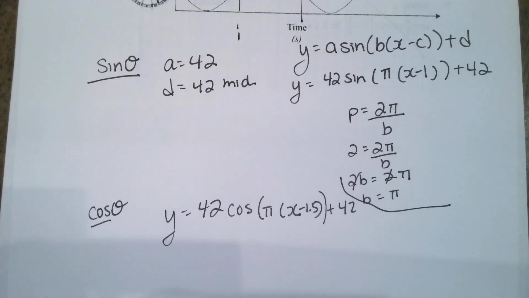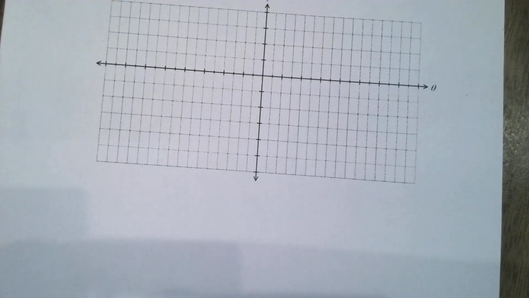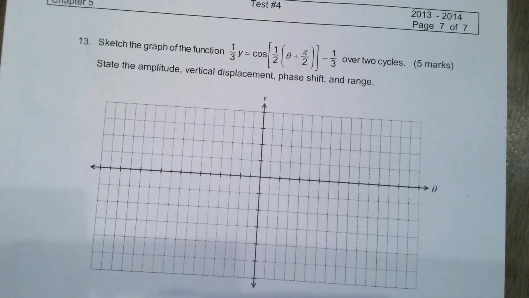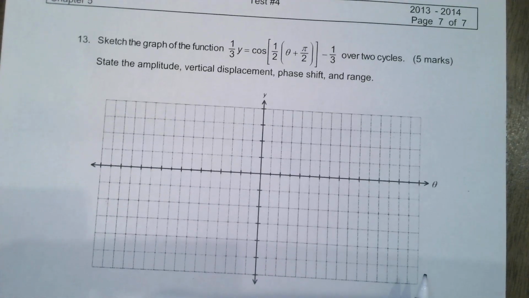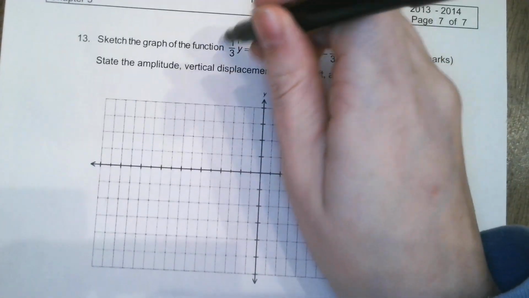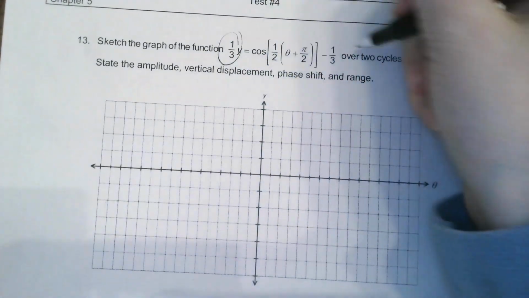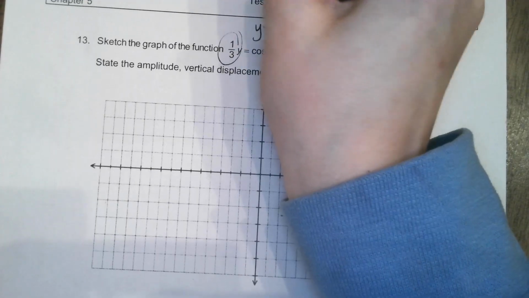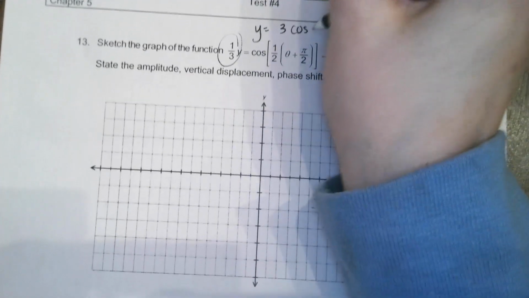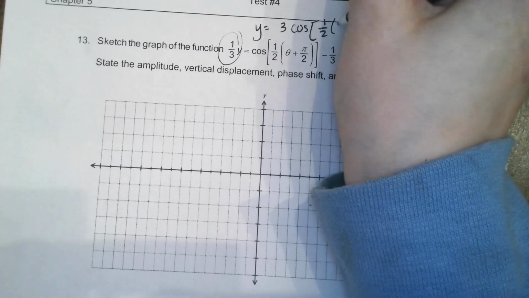Beautiful. Okay. Question 13, last for me for the evening. Sketch a graph of the function. First thing I see is that this 1/3 has to move. When I move it, I times everything by 3. So I have y equals 3 cosine, and everything on the inside stays the same.